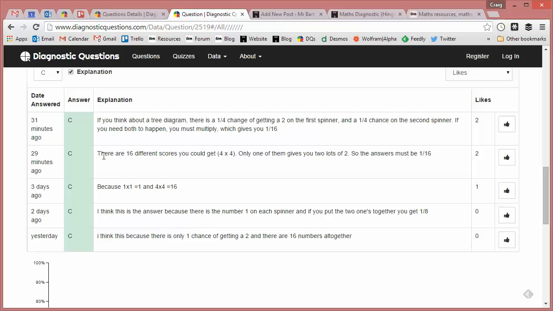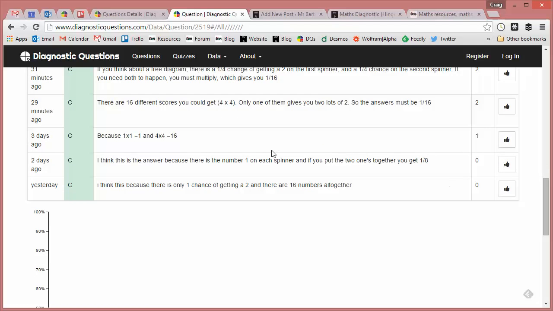I also like this one as well. There are 16 different scores you could get, 4 times 4. So 16 different outcomes. That's the key to getting this question. Only one of them gives you 2 lots of 2. So the answer must be 1 in 16. Beautiful explanations.